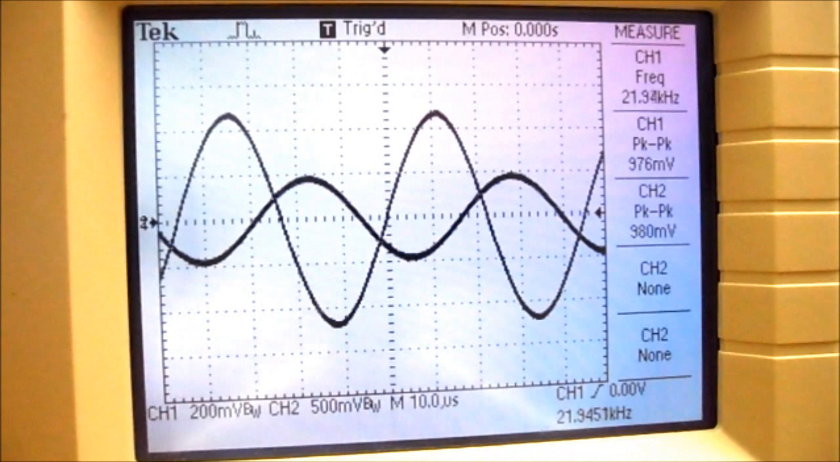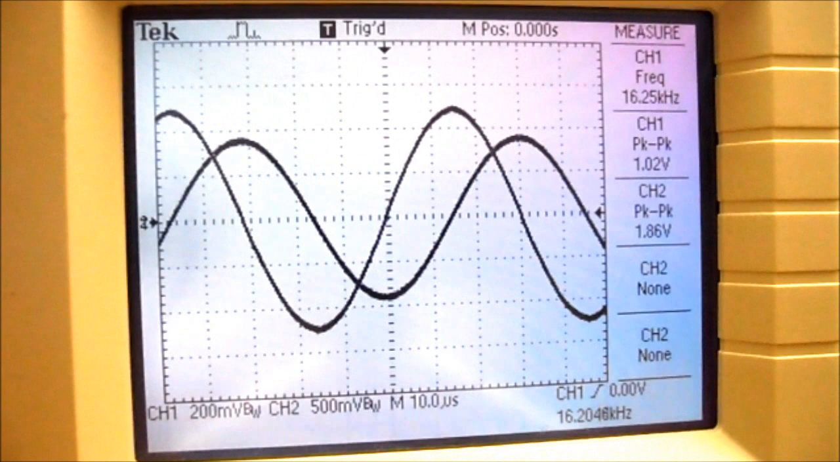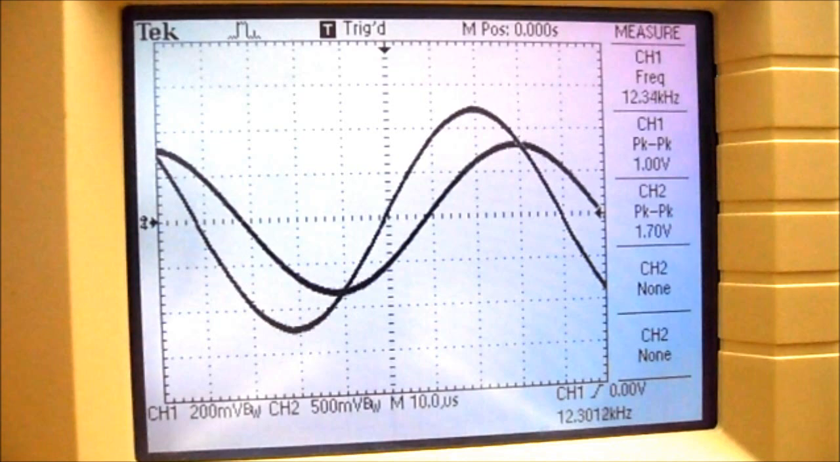At our resonant frequency of 16.2 kilohertz, the voltage across my capacitor is 1.86 volts. Now keep in mind, you may have to adjust the amplitude on the function generator to keep channel 1 as close to 1 volt peak to peak as possible. At 12.3 kilohertz, which is F1, the voltage across my capacitor is 1.78 volts. At 12 kilohertz, I'm at 1.68 volts.